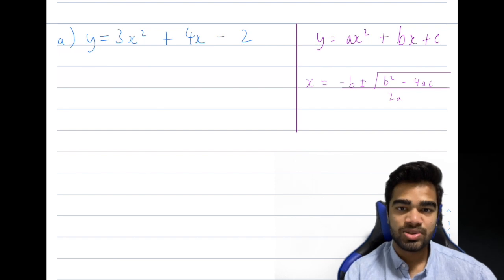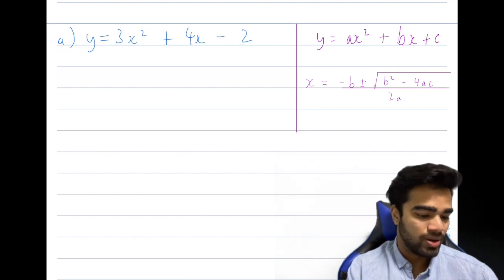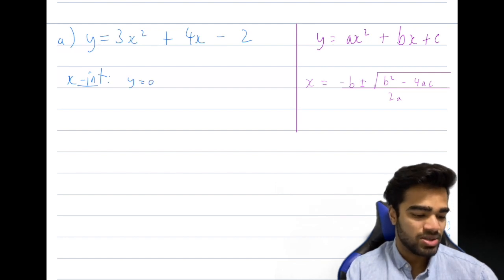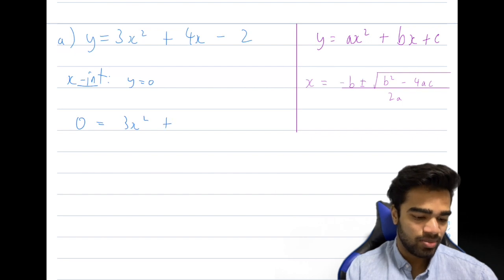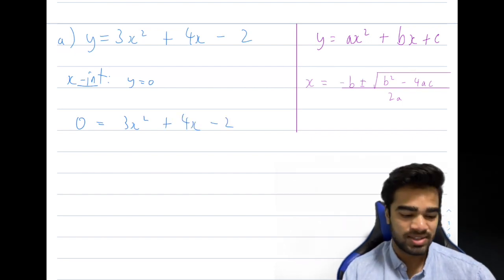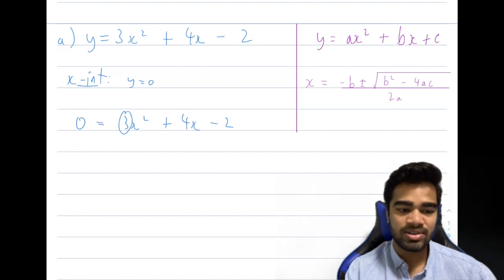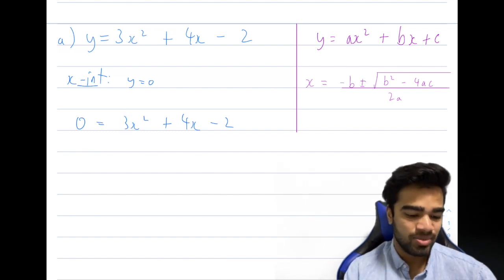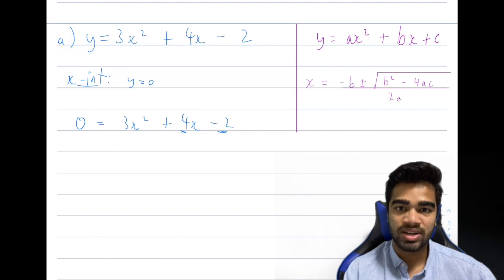Okay, so let's try finding the x-intercepts of this quadratic. So, how do I find x-intercepts? The rule for x-intercepts, we did this last lesson, is to make the y value equal to 0. So if y is equal to 0, 0 is equal to 3x squared plus 4x minus 2. At this stage, I would try and factorize. Now, I would try and take 3 out as a common factor, but I can't do that because it's not a factor of 4 and negative 2, so I can't take it out.